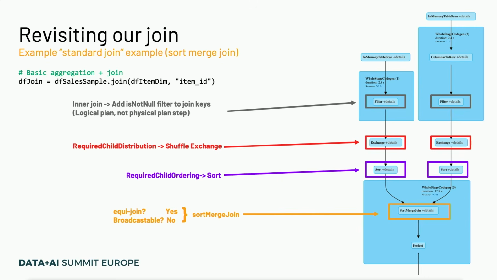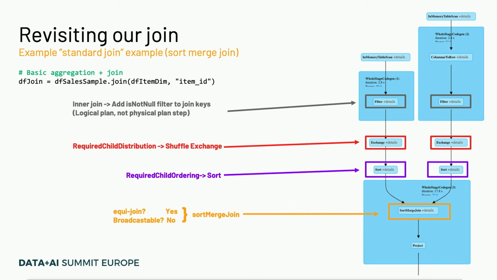So let's revisit our join example. Given all the information I just talked about, we can now analyze a bit better what is actually going on in the join. First of all, it does a filter. It turns out that in a step even before the physical plan, the logical plan of the Catalyst optimizer, Spark is able to figure out that because it's an inner join, it can already remove all the join keys that have a null value. So it will add a filter on is not null for you in the query plan.